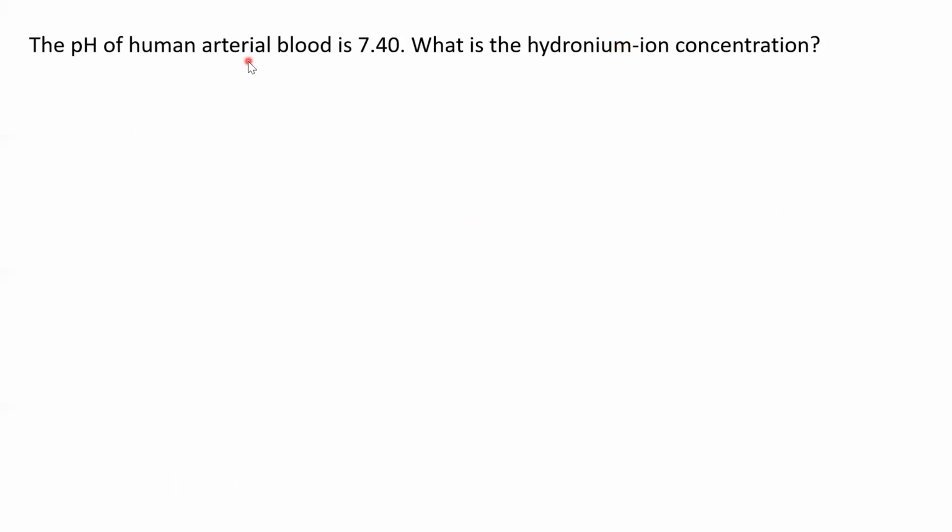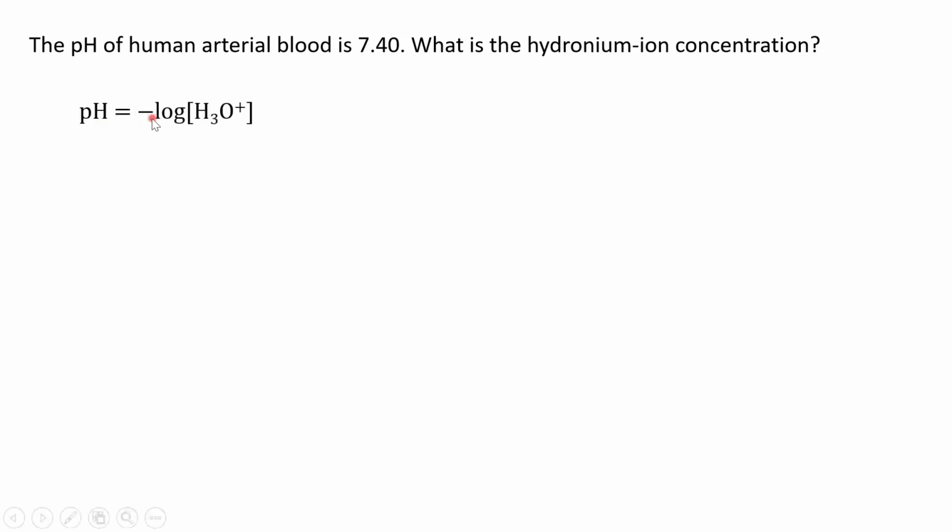Okay, if we were to look at arterial blood, that just means blood in the arteries. The pH is 7.40. So this time we're given the pH. We want to calculate the hydronium ion. All right, so we're going to do a little bit of math with that.